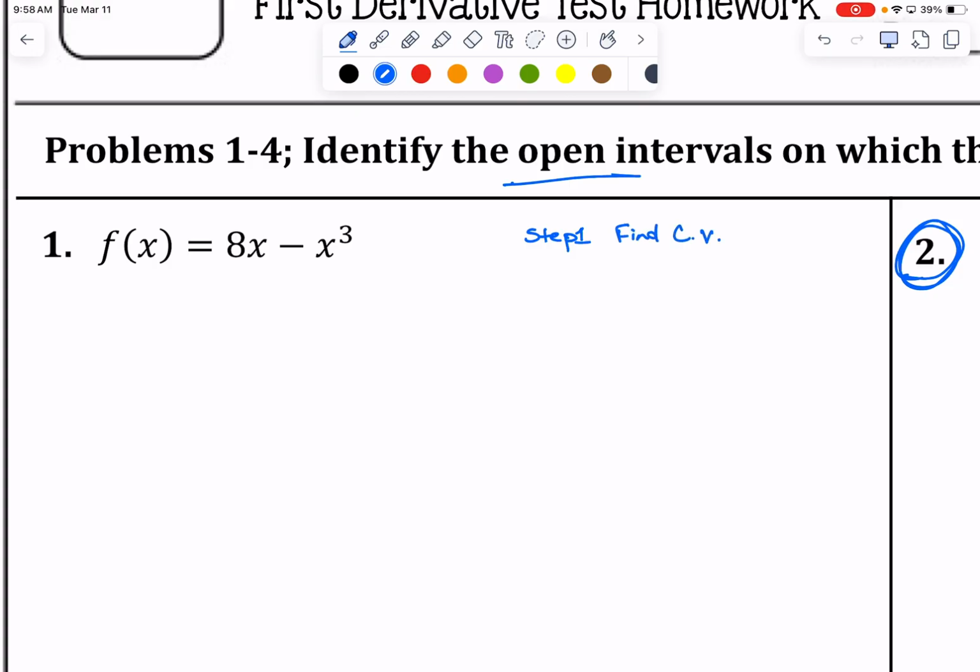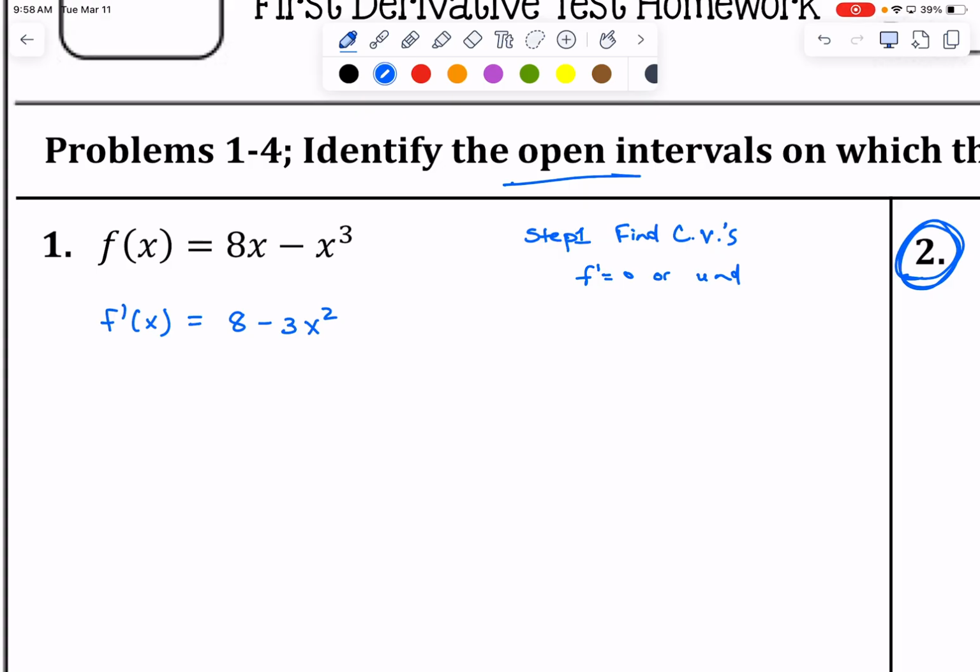And that specifically is where the derivative equals 0 or what? Undefined. Now, this is a polynomial, so will the derivative be undefined? No, because a polynomial is continuous everywhere and differentiable. So we're not going to have to worry about looking for where it's undefined. The derivative is going to be 8 minus 3x squared. Any questions there?